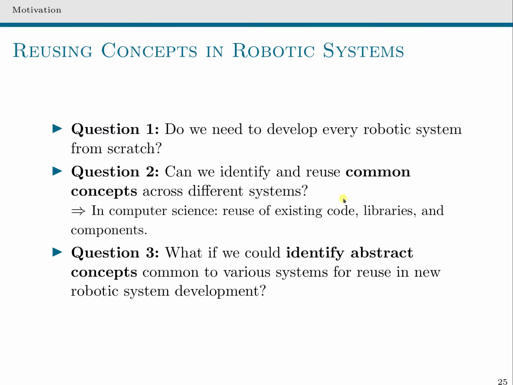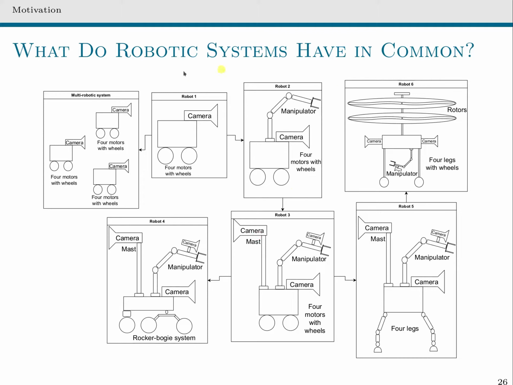So there are different questions that we can ask. Do we in fact need to develop every robotic system from scratch, or maybe we can find some common concepts across different systems and, as typically in computer science, reuse some already existing elements of already created systems? And what in fact can we find that those systems have in common?